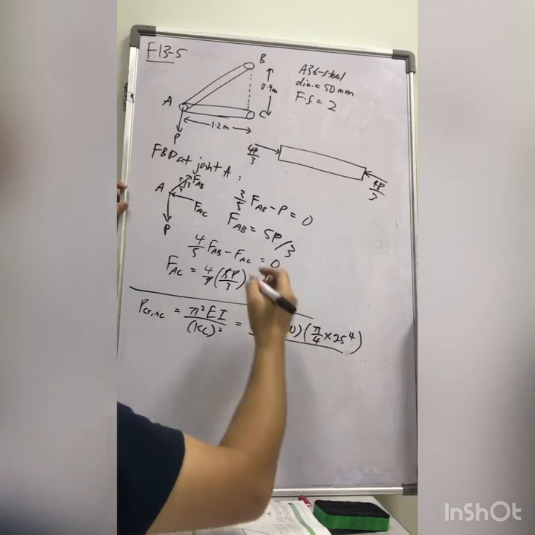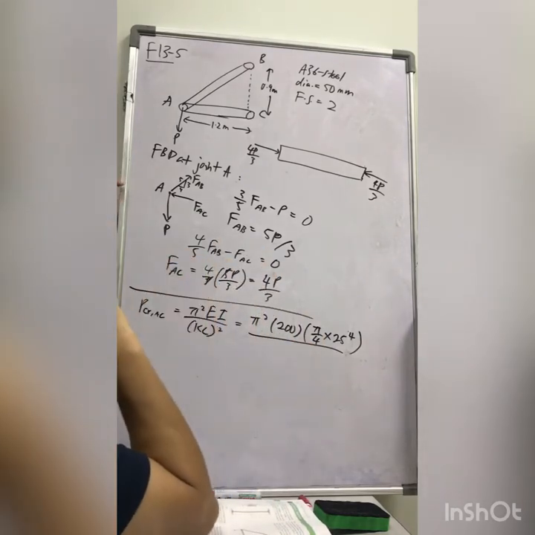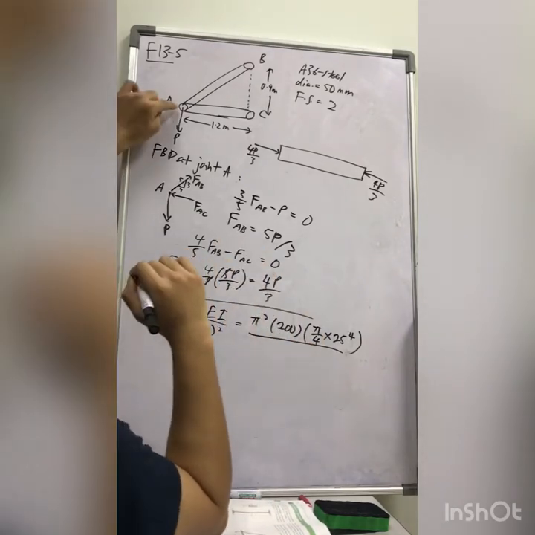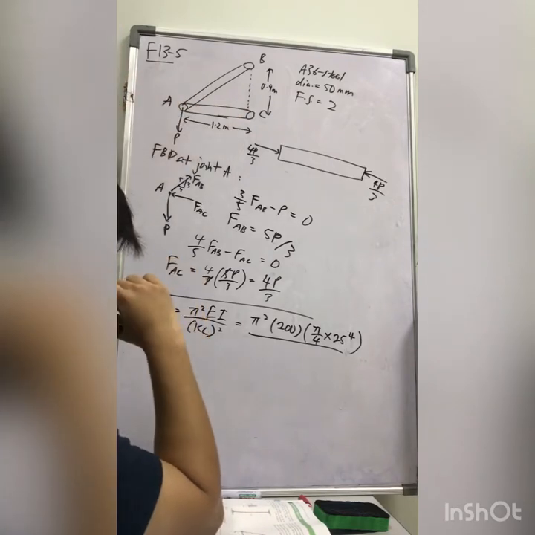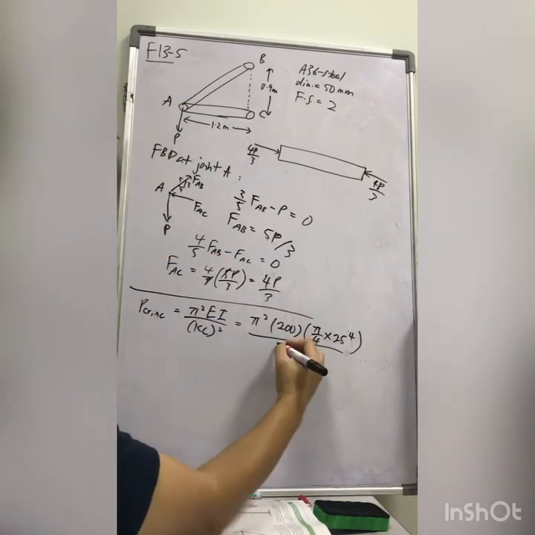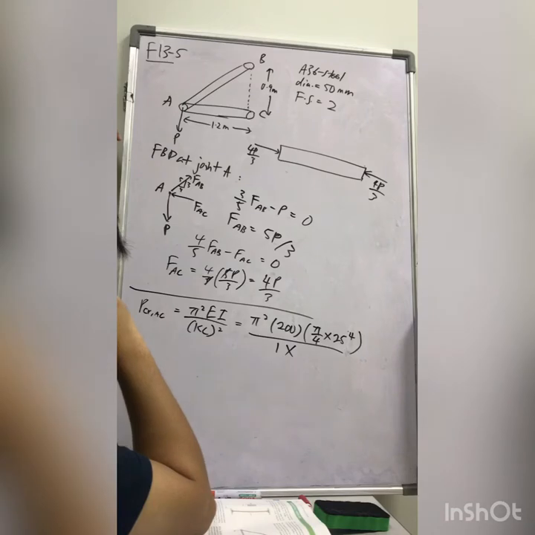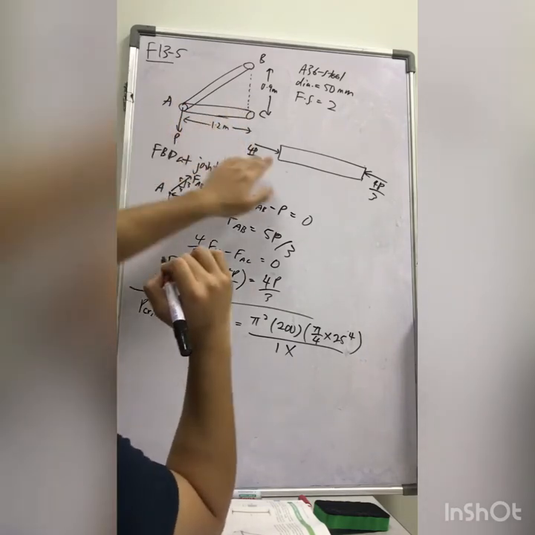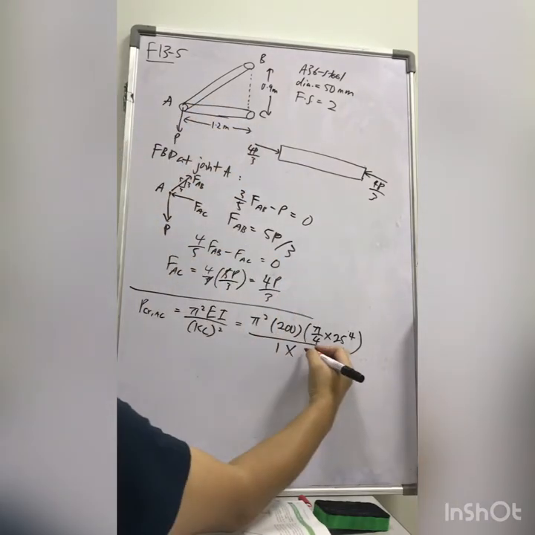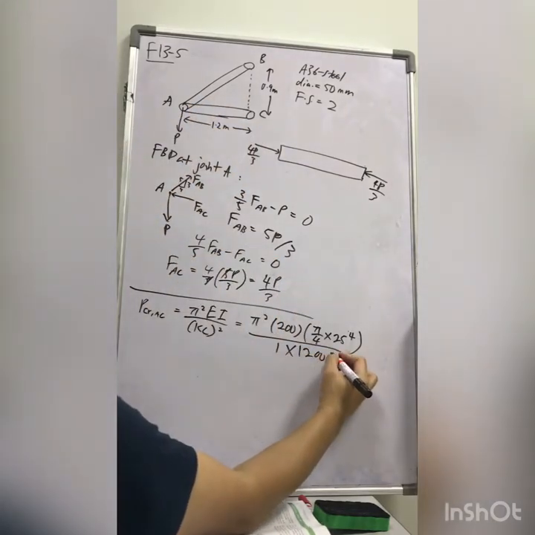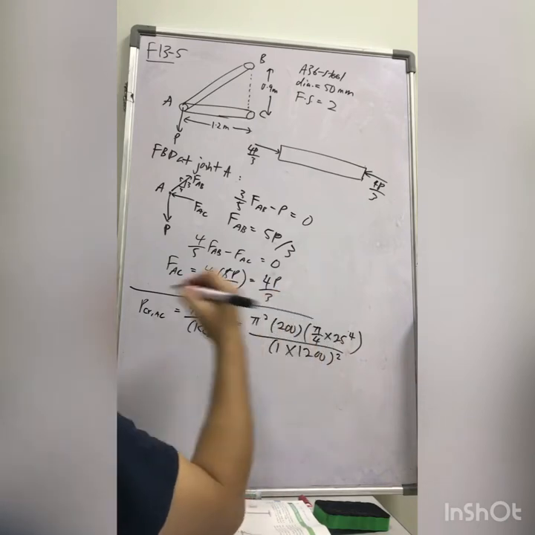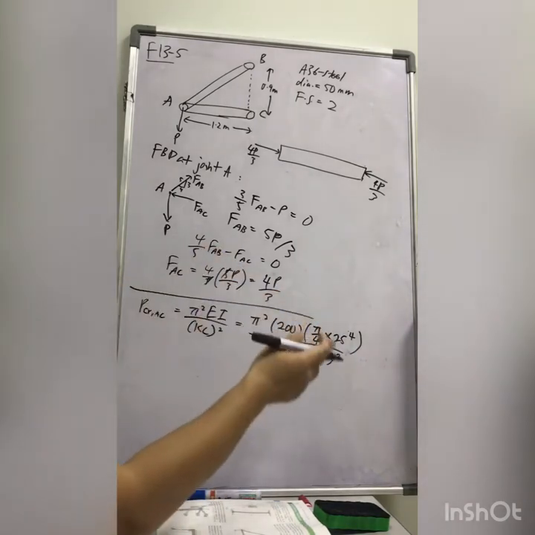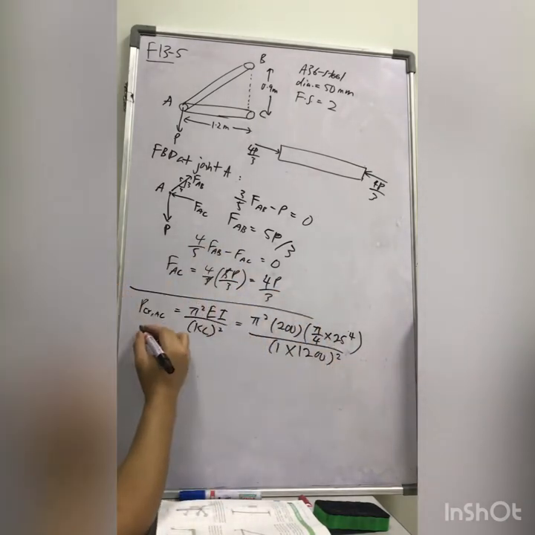Over K. What is K here? This is pin and pin, right? So K is 1. What is the L? L is the total length of AC, which is 1200 millimeter. I'm working in non-SI units, so if you are unsure, change everything to SI.